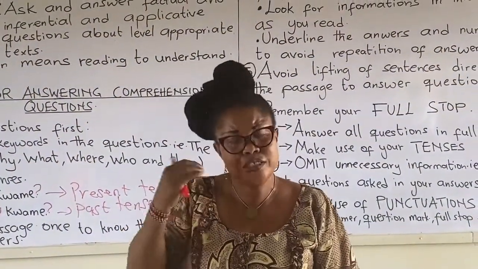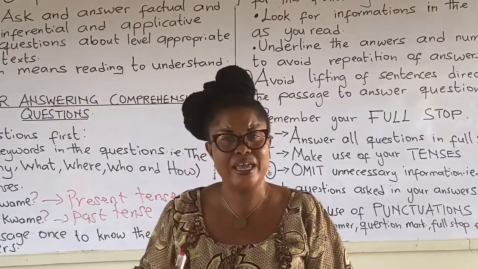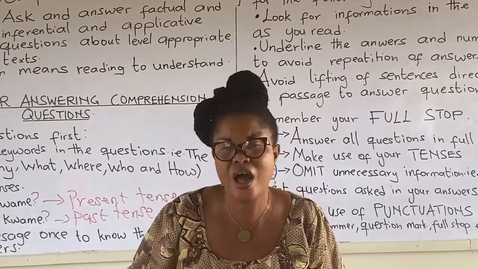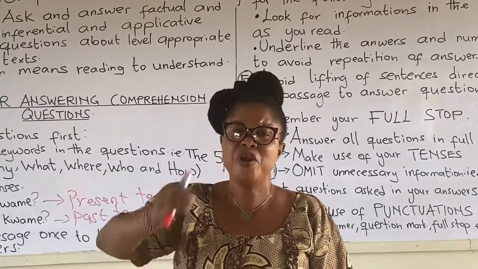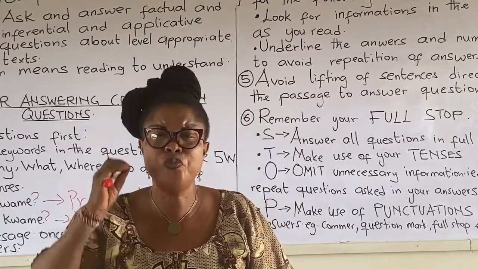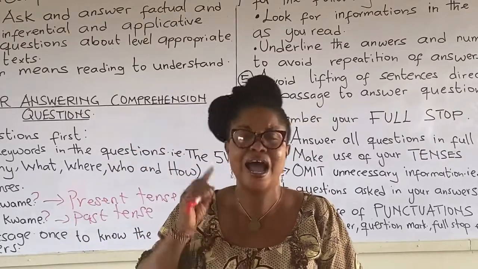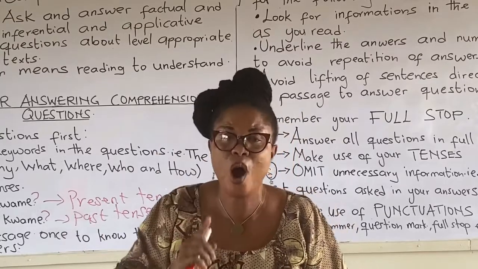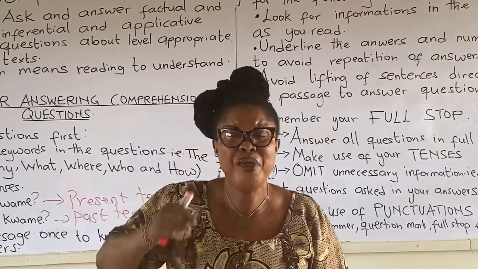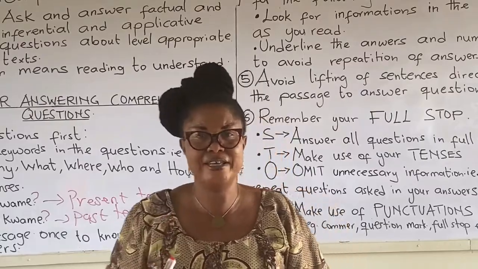Giving an answer to this question, don't answer it in this way: When the boy was riding the bicycle, he saw a policeman. No, you have repeated the question in answering it. So it should be: The boy saw a policeman ahead of him. Instead of repeating the question to answer the question, avoid it.